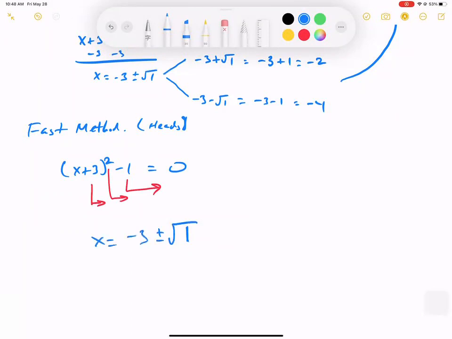Done in one step. Literally one step, please. We did it in one step. We can now solve these separately. Negative 3 plus 1, negative 3 minus 1. That's going to be negative 2 and negative 4.